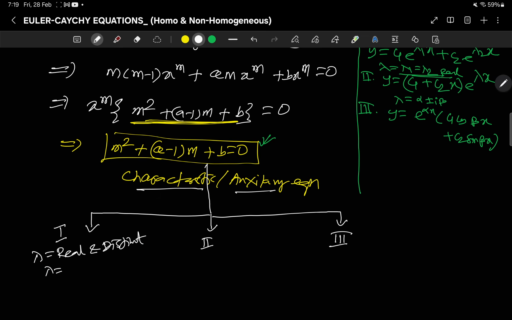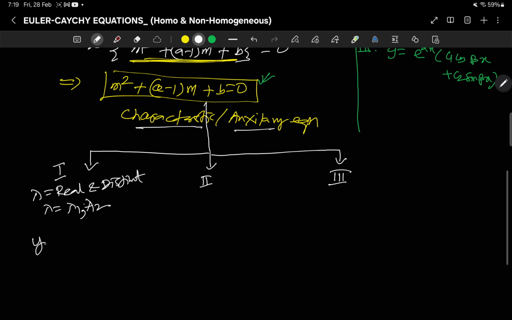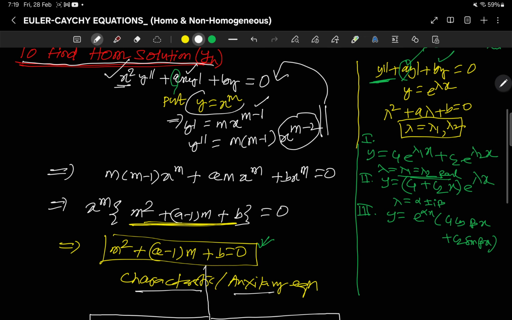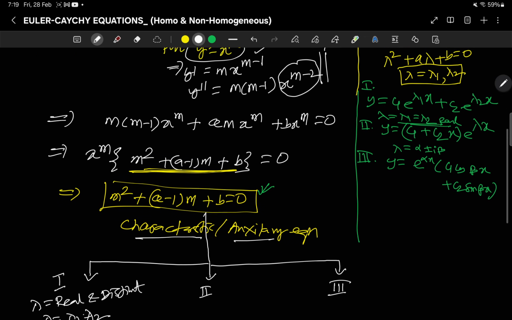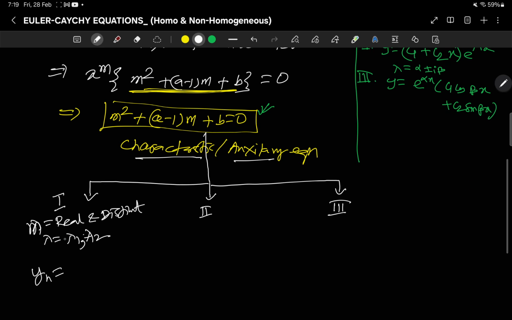Distinct, lambda is equal to lambda 1 and lambda 2. Then in this case, y homogeneous is equal to, you see this is the base solution, x to the power m. So we substitute here the value of m. We are getting m. Okay, m is real and distinct, so m is here m1 and m2.